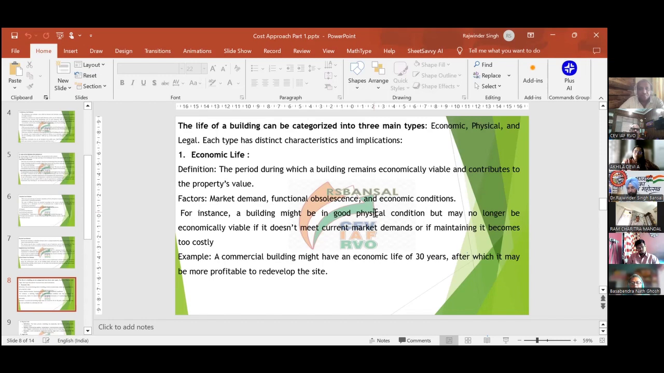So when we reach that stage, of course, the building can still be used. It is not that it cannot be used. Still, it can be used, but you require a lot of maintenance. So at that stage, we will say that the economic life of the building has come to an end. So the period during which a building remains economically viable and contributes to the property's value, that life is called the economic life of the building.